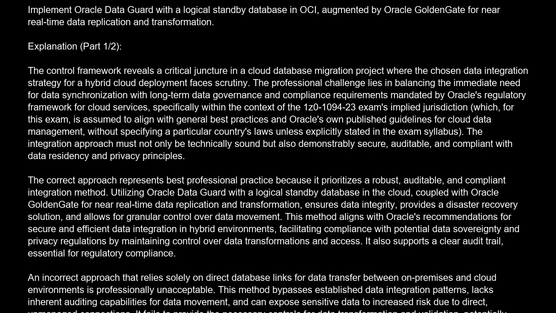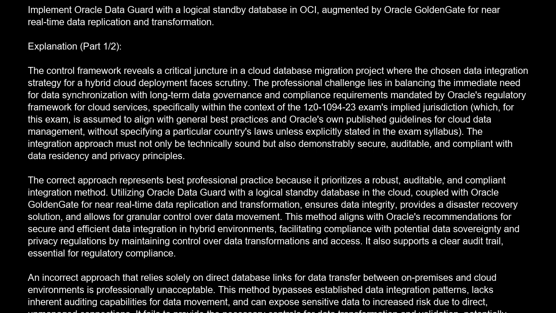The professional challenge lies in balancing the immediate need for data synchronization with long-term data governance and compliance requirements mandated by Oracle's regulatory framework for cloud services, specifically within the context of the 1Z0-1094-23 exam's implied jurisdiction, which, for this exam, is assumed to align with general best practices and Oracle's own published guidelines for cloud data management, without specifying a particular country's laws unless explicitly stated in the exam syllabus.